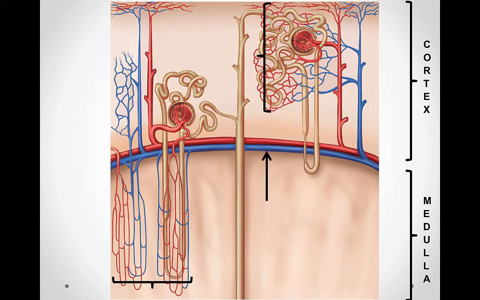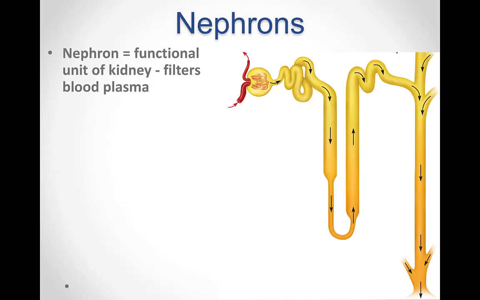I hope this zoomed-in view helps clarify and shows you the portal system a little bit more clearly. So let's focus a little bit smaller on the nephron, or the functional units of the kidney. Each kidney has over 1 million nephrons.